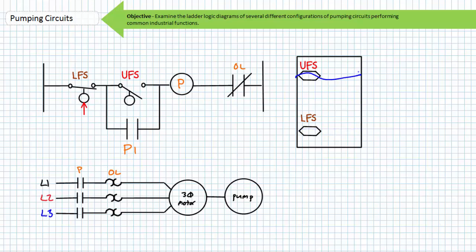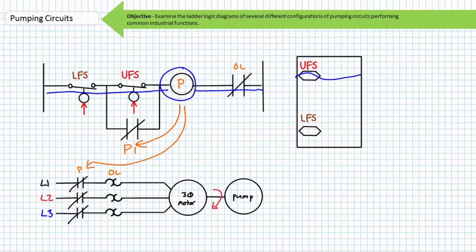Eventually, fluid rises to the level of the upper float switch. The upper float switch closes, at which point the P contactor coil is energized. The P1 holding contact closes, as does the primary P contactor. The motor-driven pump starts pumping liquid out of the tank. At some point, the falling liquid level reaches the reset level of the upper float switch.